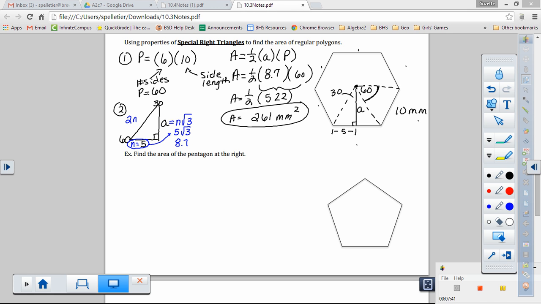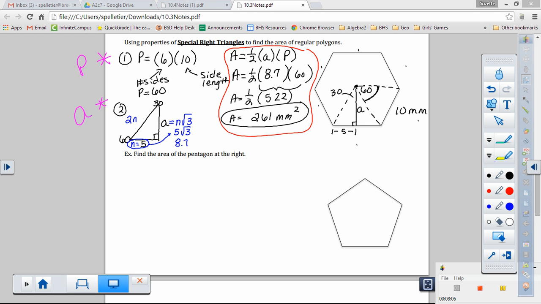So you'll notice when I do this, every time, and this might be handy for you too, I put my formula here and sort of get it ready to plug in what I need to plug in. And then off to the side, I do my steps. Step 1, find the perimeter. Step 2, find the apothem. And I use my triangle to find my apothem. So if you do your steps off to the side like that, it should be handy for you.